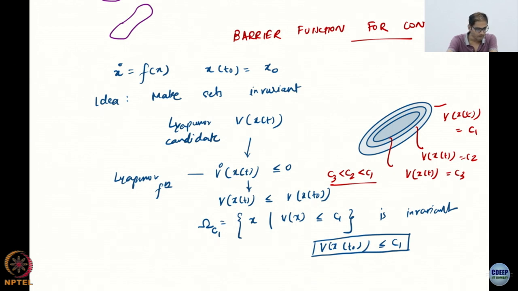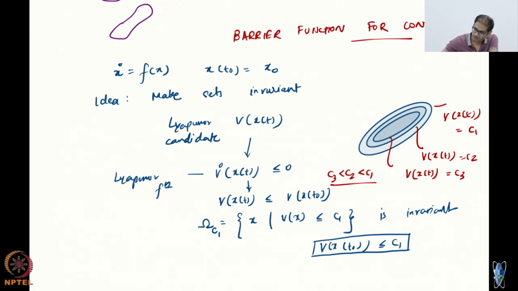Now, one of the issues: I got invariance, right, this is actually forward in time invariant. If I start inside this V(x) equal to c1 set, I am going to stay inside it, okay. Now, suppose my initial conditions are somewhere inside this outer ellipse.